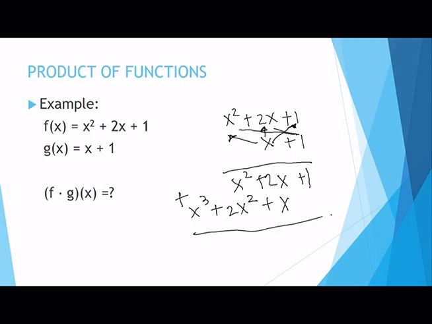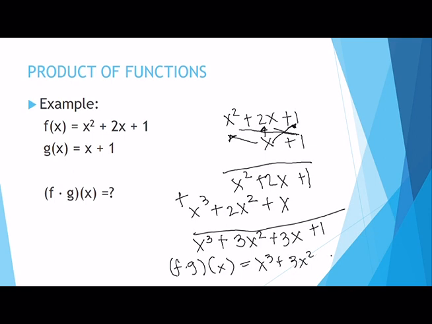Now we're adding. Everything really is similar to the process of multiplying numbers. So we have here plus 1. We simply bring down that 1 because we don't have another constant. Then 2x plus x gives us 3x, a positive. Then x squared plus 2x squared will be 3x squared, a plus. And then x cubed will be brought down because that is the only x cubed term. So the final answer for f times g of x is x cubed plus 3x squared plus 3x plus 1, using the long method of multiplication.